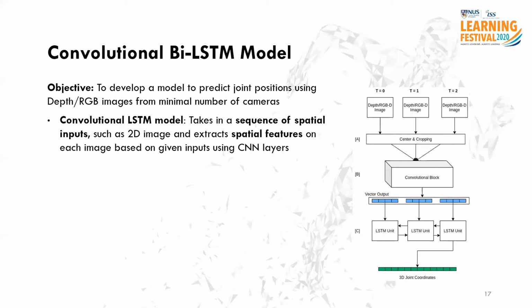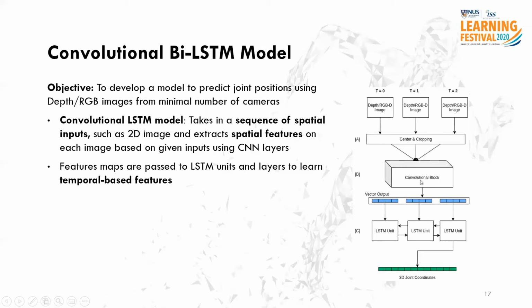So basically, this model takes in a sequence of spatial inputs, such as 2D depth images, and extracts the spatial features from each image using a common CNN block. As you can see over here, the images are first centered and cropped, and then passed on to the common convolutional block for spatial feature extraction. These features are then flattened and passed to the LSTM layer in order to extract the temporal features, meaning across the sequence itself.